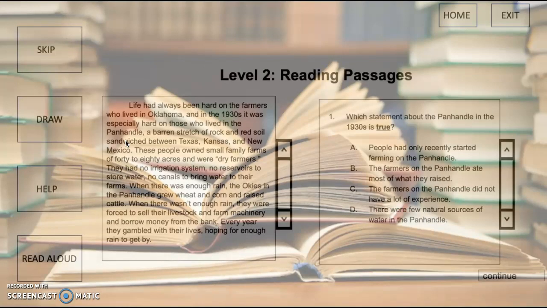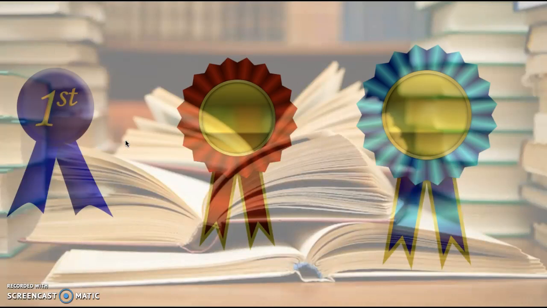Once students have successfully completed level 1, they then move to level 2 where they look at a reading passage. These reading passages have been adapted from various national and state reading tests. Again, students have the same options to skip, draw, help, or read aloud depending on their needs. Students answer these questions to the best of their ability. And at the completion of each topic, there are 3 levels of vocab and 2 levels of reading comprehension. They are then given an overall score.